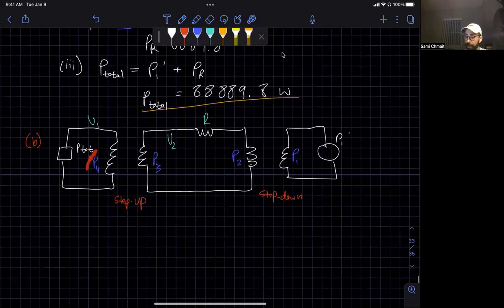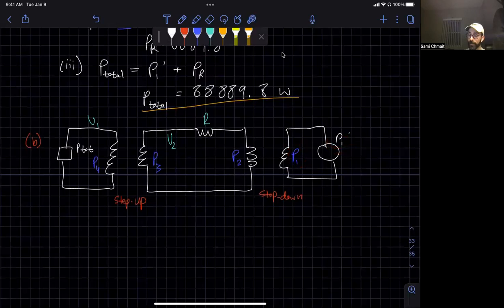So how can we solve for P4? Well, we need to work from where we know the power, and we only know the power in this scenario with this P1 prime. So we start with P1 prime. Now, what's the relationship between P1 prime and P2? Well, actually, P1 prime and P1 are equal to the same thing.